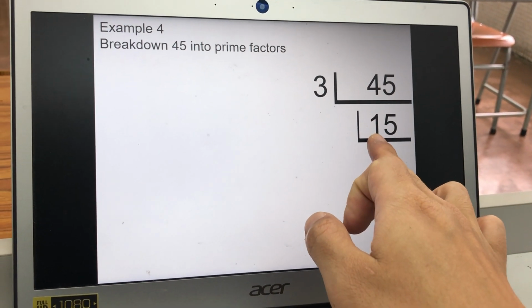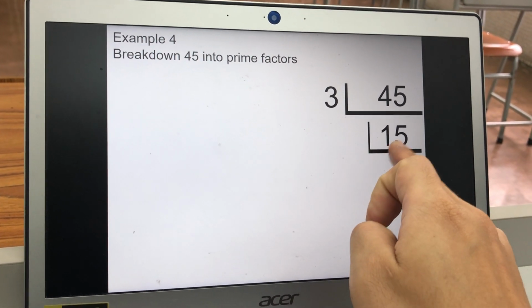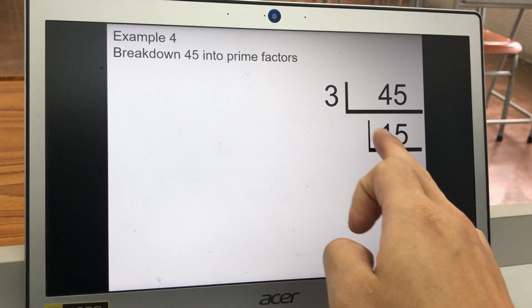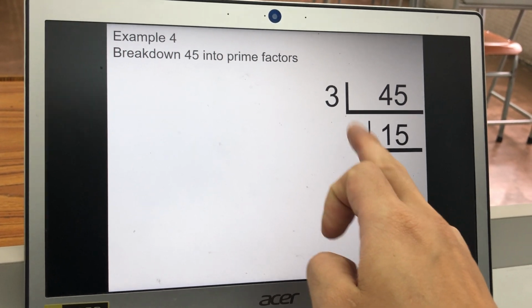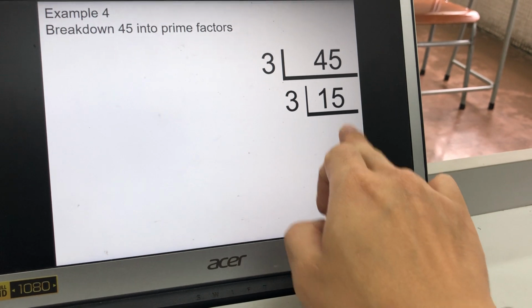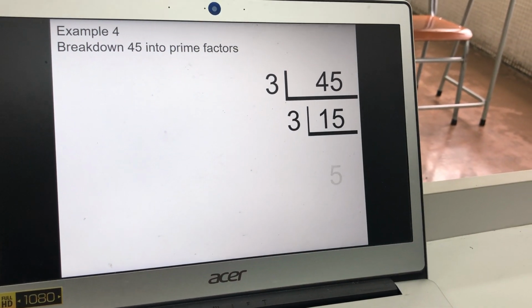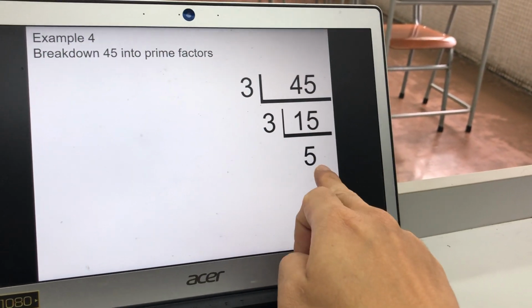15 divided by, do you think that we could use 2? No, because it is not an even number. It could not be divided by 2. So we should try 3. 3 times what becomes 15? Or 15 divided by 3 becomes 5. Yes, 3 times 5 becomes 15.